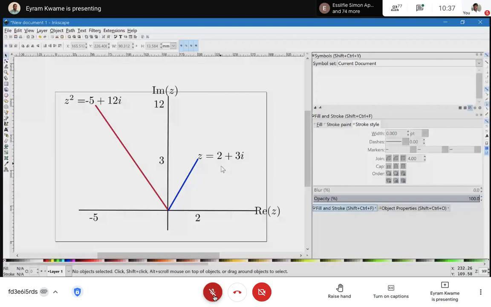The real part of z is positive and the real part of z squared is negative. Those signs tell you something more than one is negative, one is positive. The signs tell you something. They tell you about their location.